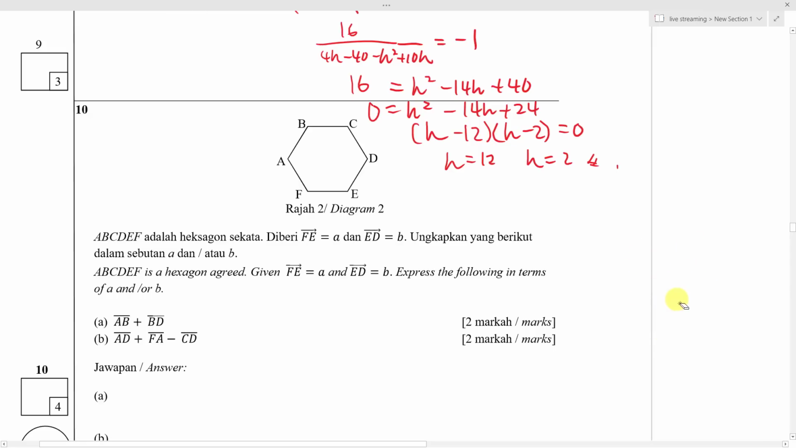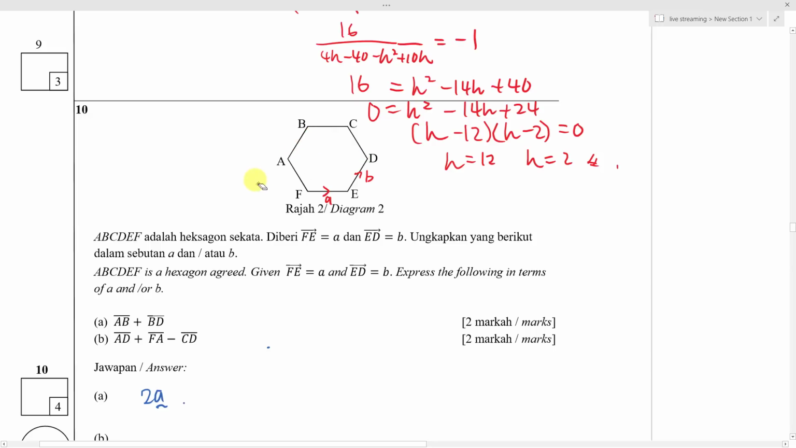Alright, right now I come back to this question. FE is A. ED is B. The first one, they ask you to find AB plus BD. AB is here, plus BD is here. So if I do AB plus BD, what should I get? I should get this vector, isn't it? This one will be a resultant vector. So it equals double of FE. So it's just 2A. Okay, I mean the answer for (a) is just 2A.